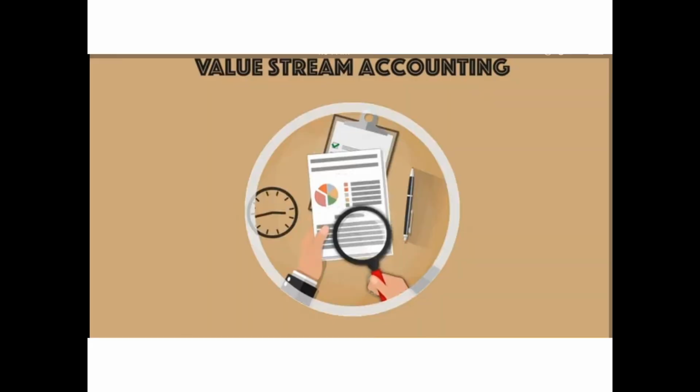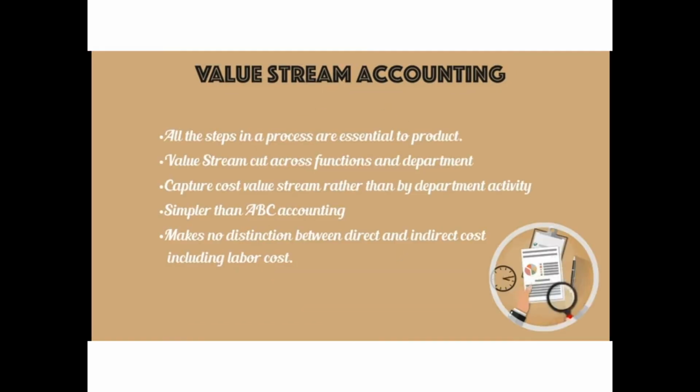We have here value stream accounting. The complexity of activity-based costing has caused many firms to abandon this method in favor of a simpler accounting model called value stream accounting. All the steps in the process are essential to the product. Value streams cut across functions and departments. Costs are captured by value stream rather than by department activity. It is simpler than ABC, and accounting makes no distinction between direct and indirect cost, including labor cost.